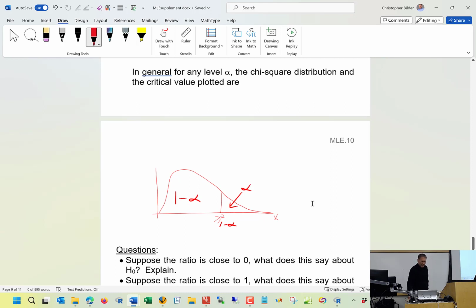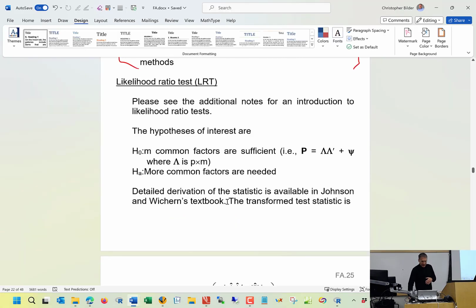Okay. Any questions about this introduction to a likelihood ratio test? Is it intuitive, hopefully? Just a ratio of two likelihood functions, and we look to see what are unusual values. So now let's apply this to factor analysis.